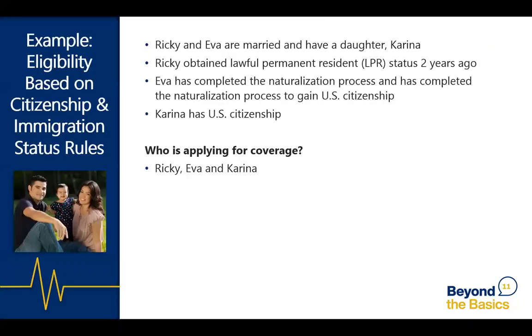Next slide. All right, looking at an example, we have a family. Ricky and Ava are married, and they have a daughter, Karina. Ricky has been a lawful permanent resident for 2 years. Ava is also an immigrant, but she has completed the naturalization process, which means that she has become a U.S. citizen, and Karina was presumably born here and has U.S. citizenship. Everyone is looking at applying for coverage. Next slide.